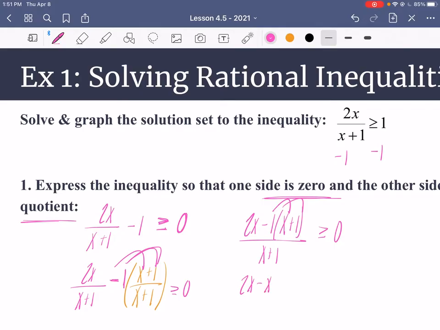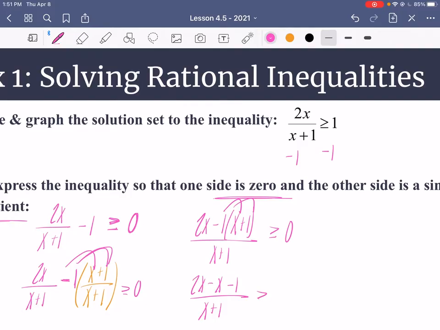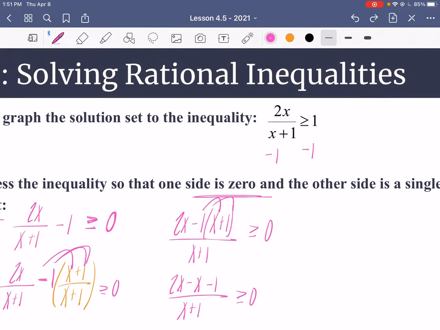Okay, and then we're just going to simplify as much as possible. So I look and see, do I have any like terms? Yep, 2x minus x gives us just x. So I get x minus 1 over x plus 1 is greater than or equal to 0. Okay, so that's step number 1.